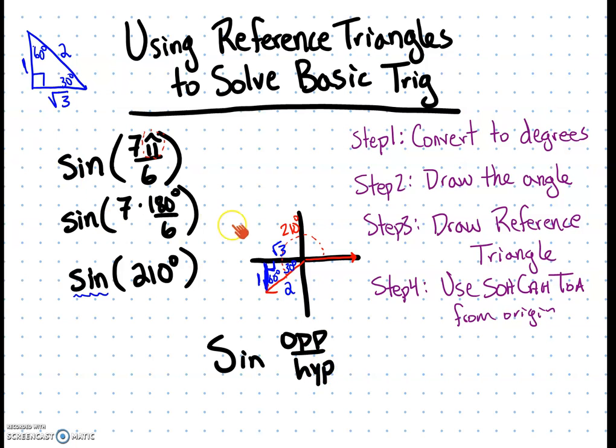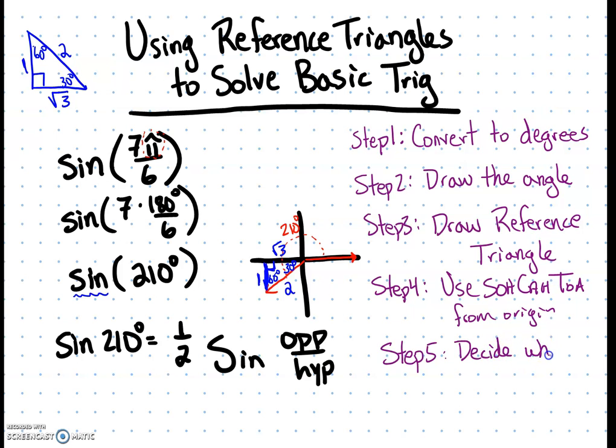So we're going to place ourselves right here at that origin. We're going to look out. The opposite would be 1. The hypotenuse would be 2. Opposite of 1, hypotenuse is 2. So the sine of 210 degrees, I know the quantity is going to be a half. The last thing I need to do is I need to decide whether this is positive or negative.